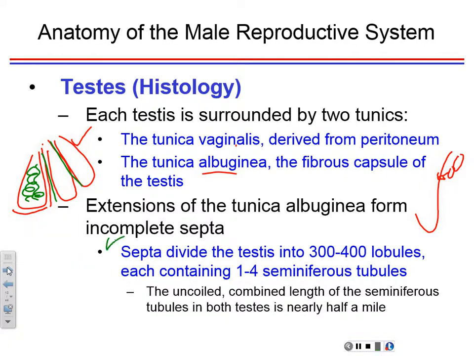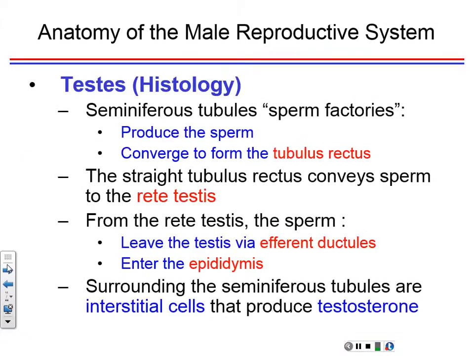So the septa come from the tunica albuginea on the outside. Right. Just like some of the other organs, like the thymus, they are divided into lobules by connective tissue. And these are called the septa. Those are columns of connective tissue.